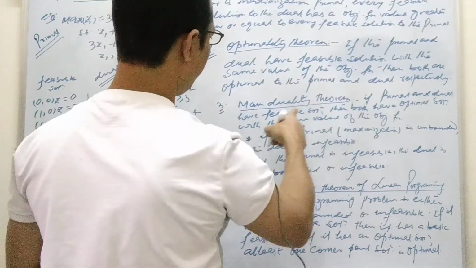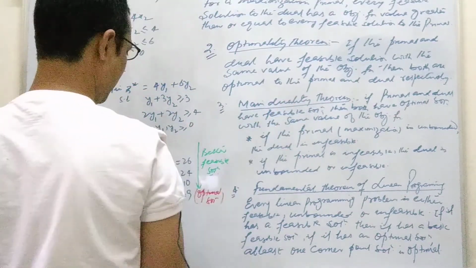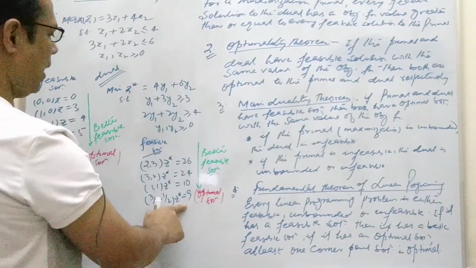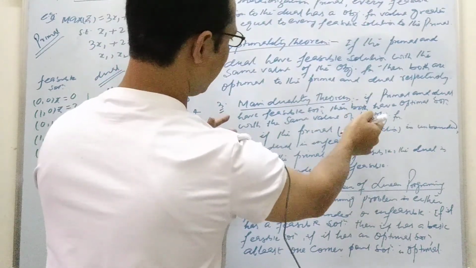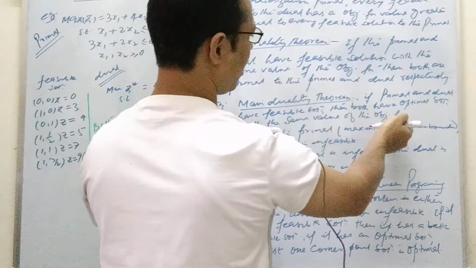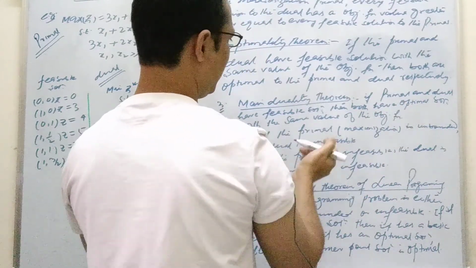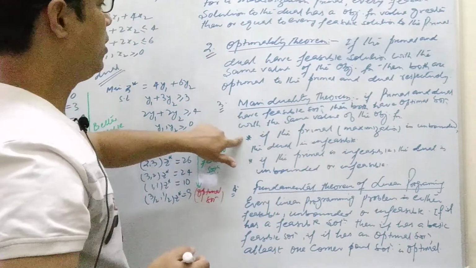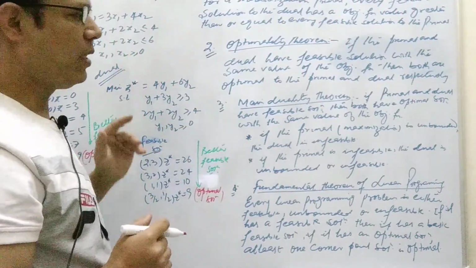So if primal and dual have a feasible solution, then both have the optimal solution, with the same value of the objective function. Now take the example where the primal is a maximization type of problem. If it is unbounded, the dual is infeasible. It is very important: if a question is given in the form of unbounded, you can check whether it is feasible or not.